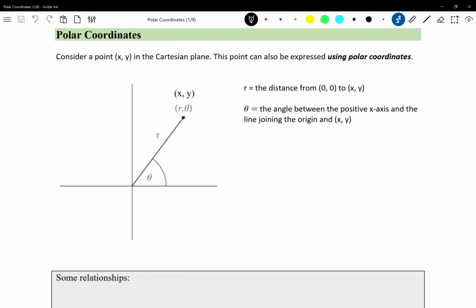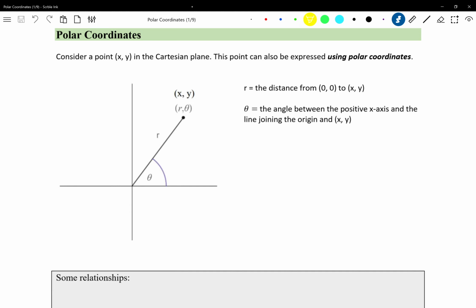All right, so we're going to start to talk about polar coordinates, which is just another way of expressing a point in the Cartesian plane. Well, maybe not the Cartesian plane, but the two-dimensional plane. Okay, so we defined two quantities here.